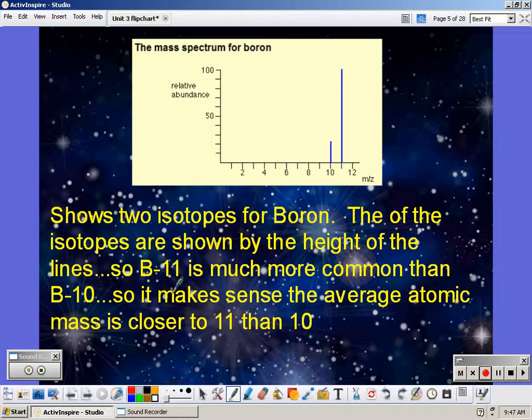Okay, so if we look at the mass spec for boron, it shows that boron has two isotopes, one with a mass of 10 and one with a mass of 11. And then if you look at the percentage, boron 11 is much more common than boron 10, and that's shown by having the taller line. So the y-axis shows you the relative abundance or the percentage. And this data makes sense if we look at the mass of boron on the periodic table. It's 10.811, which is closer to 11 than 10, so it makes sense that isotope 11 is more common.